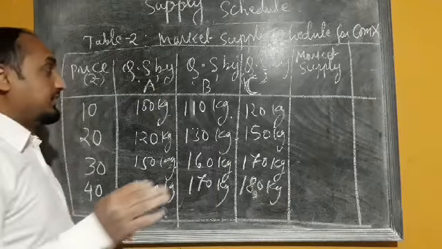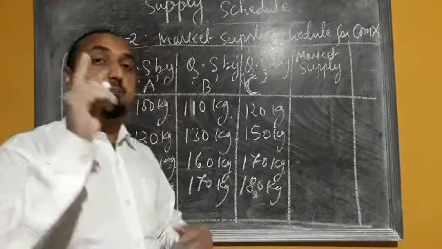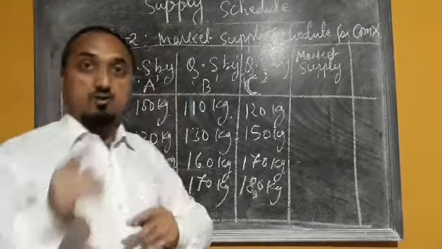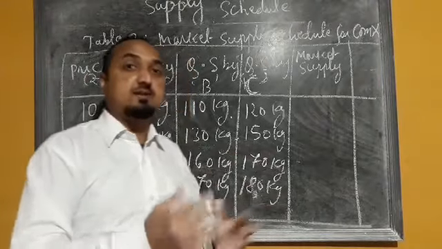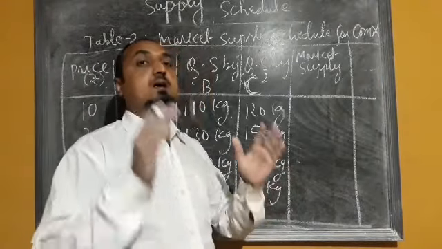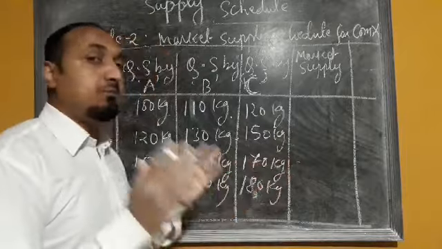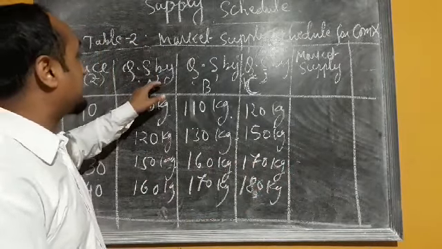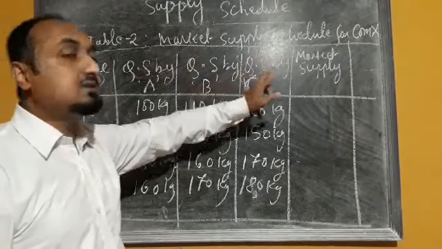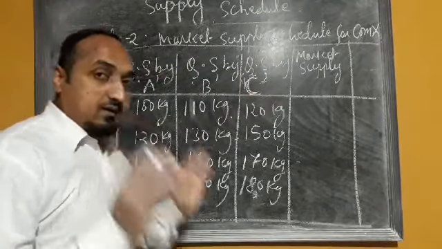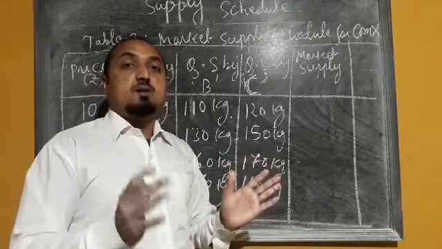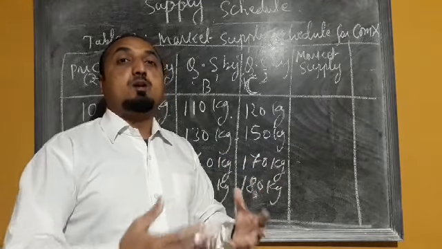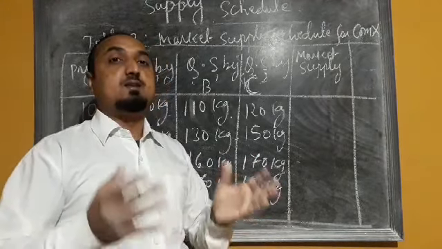Here we can see that in the case of an individual supply schedule, only one producer was producing and supplying in the market, whereas in the case of a market supply schedule many producers are there, like in our example producer A, producer B and producer C. So in the case of a market supply schedule, all the producers are willing to produce and offer for sale in the market.